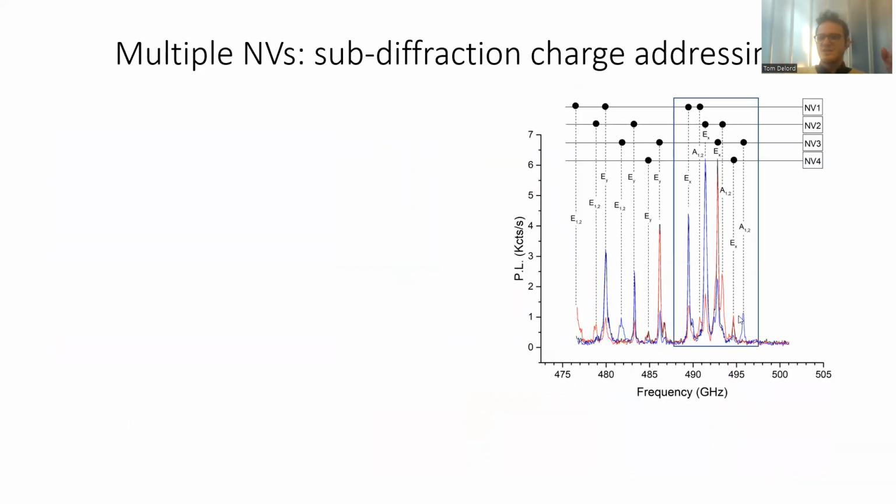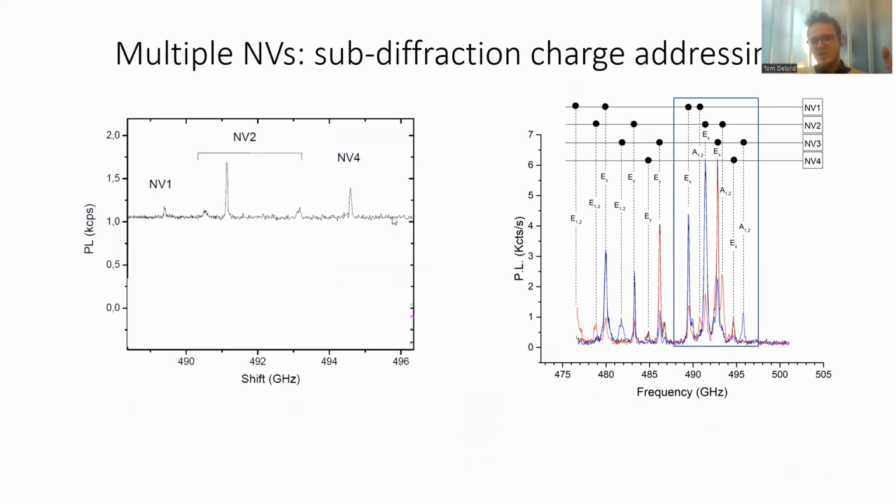So to look at that, let's focus on the right part of the spectrum here. This is one iteration of the spectrum where we've used a single green pulse to initialize the charge state and then read out the full spectrum with a low power red laser. And as you can see, we have several peaks. 3 of them are assigned to NV2, 1 to NV1, and 1 to NV4. And notably, NV3 is absent.